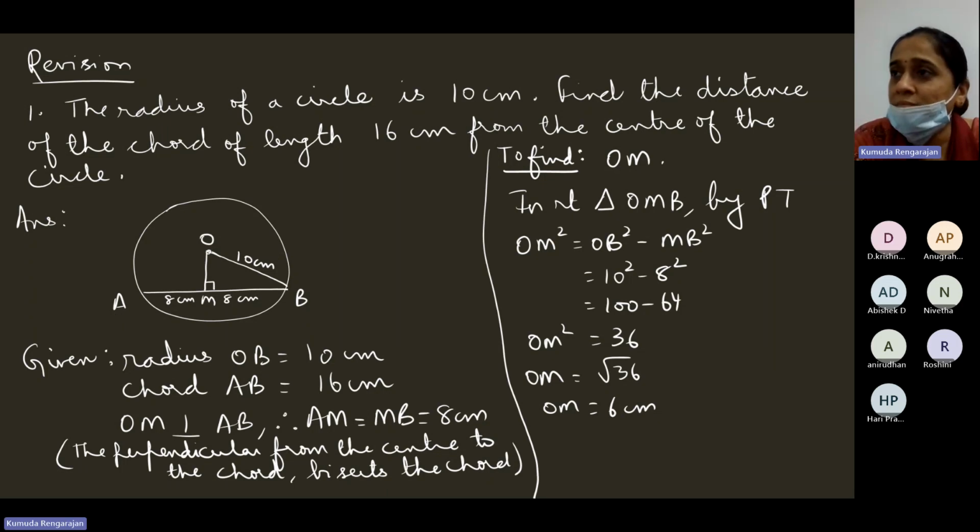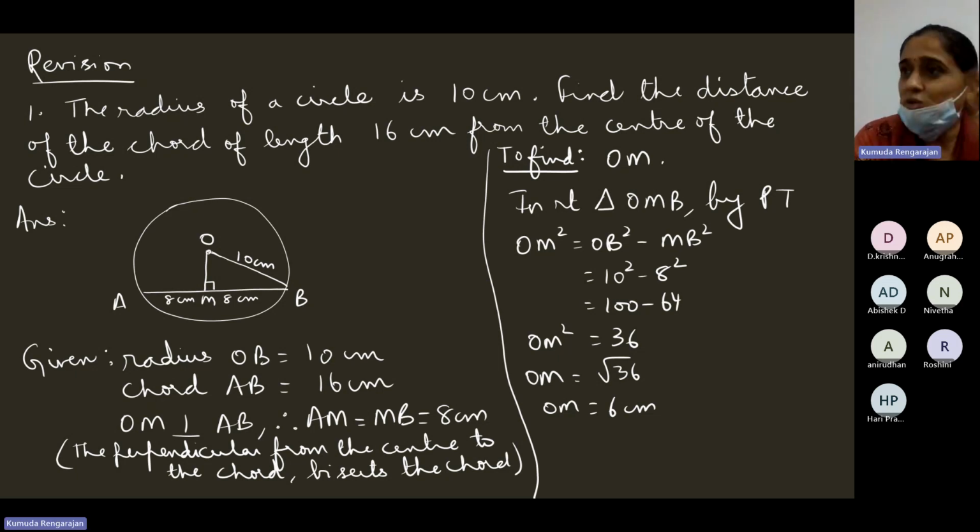And what does the side OM represent? The distance of the chord from the center. So the three sides of this right triangle: OM is the distance of the chord from the center, MB is half the length of the chord, OB is the radius of the circle. So you will be given any two out of these three. If you are given the distance from the center and the radius, then you have to find the length of the chord. You will find half the length of the chord using Pythagoras theorem. Double it to find the length of the chord.